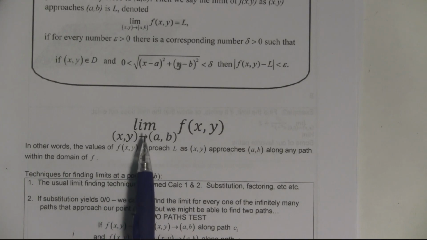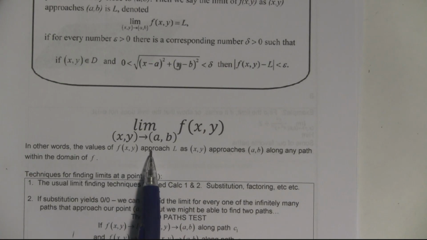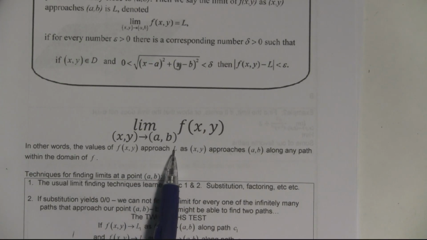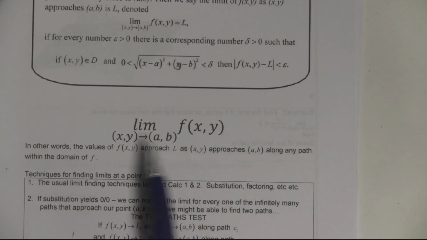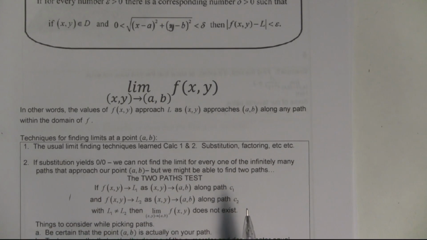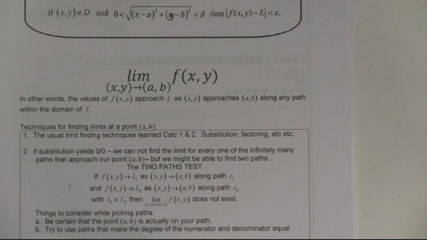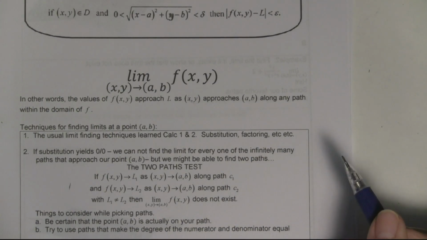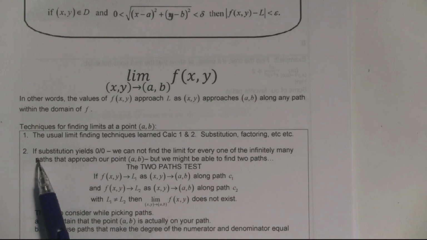So in other words, and this is just saying the value of f at x, y, so that's our output, approaches our limit as our inputs approach this point along any path within the domain of f. Techniques for finding limits at a point (a, b) include the usual things that you learned in Calc 1 and Calc 2: substitution, factoring, multiplying by the conjugate, all those kind of things.